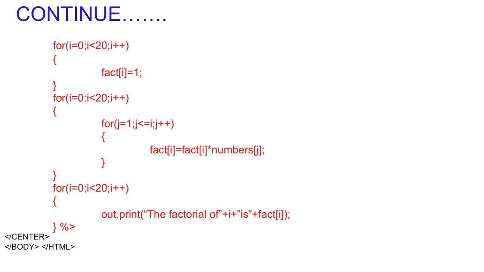Suppose the factorial is of 2, then the value is 2 into 1, and the third time it will be 3 into 2 into 1. Accordingly it will display the value of the factorial. So this is the program of factorial.